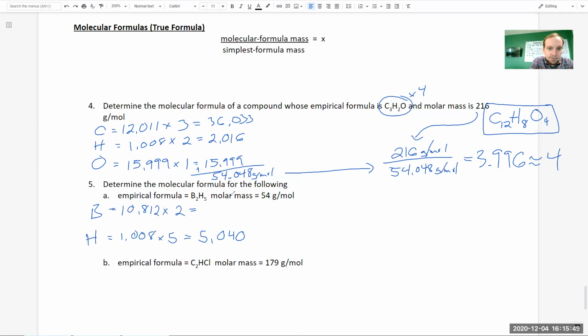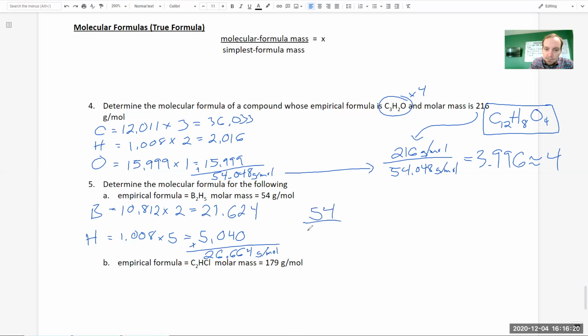21.624. I'm going to add them together because I need the molar mass of this particular empirical formula, 5.040. And that gives me 26.664 grams per mole.